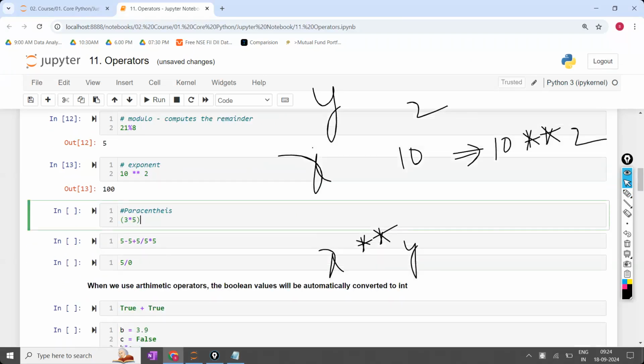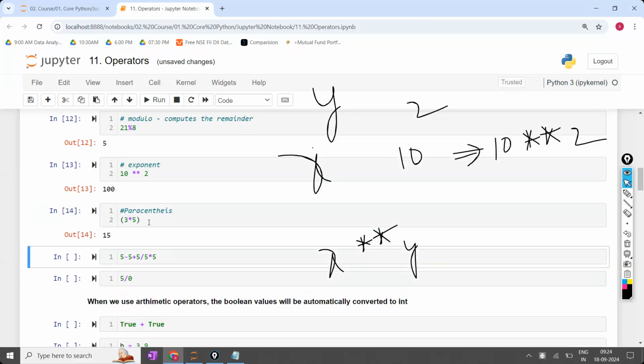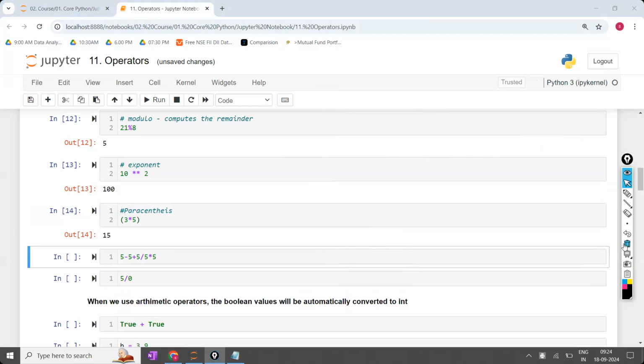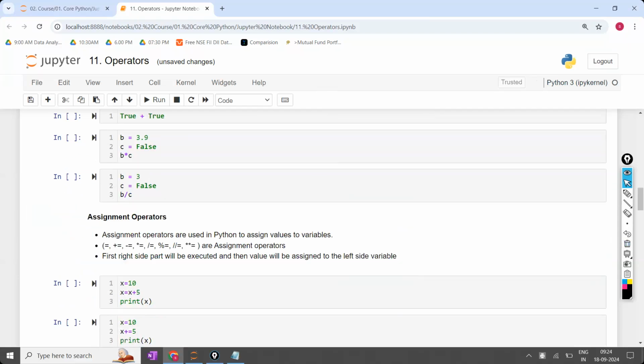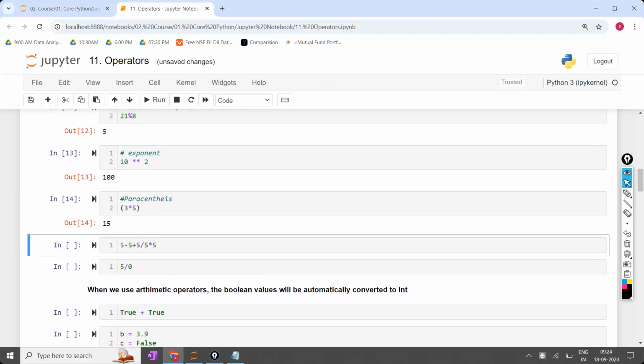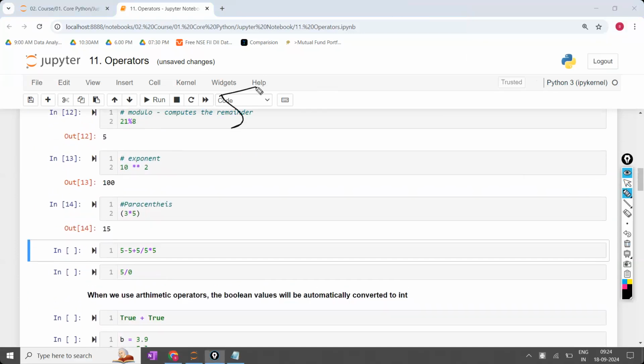Next, we are going to have brackets. What are the brackets we are having? 3 into 5 in the brackets. Everyone knows this commonly. Now, when you are having multiple operators, like 5 minus 5 plus 5 divided by 5 into 5, what is the answer? Here we are going to apply the BODMAS principle.